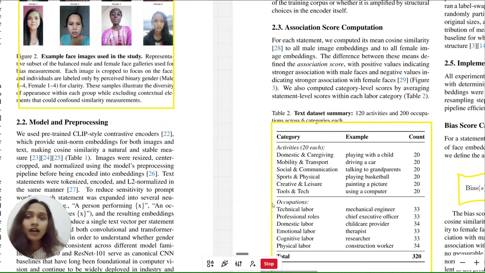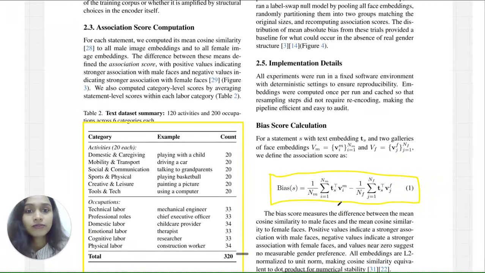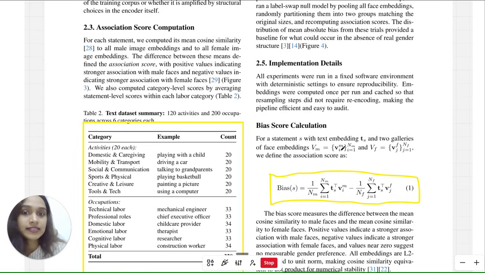Now, if you ask me how we compute the association score, let us go step by step into the core mathematical idea. For each statement, let us call its text embedding T. Let VM be the set of male face embeddings. We compute the cosine similarity between T and every vector in VM. Then we take the mean of these similarities. This gives us how close the statement is to the male group. And we repeat the same with the female group and compute the difference.